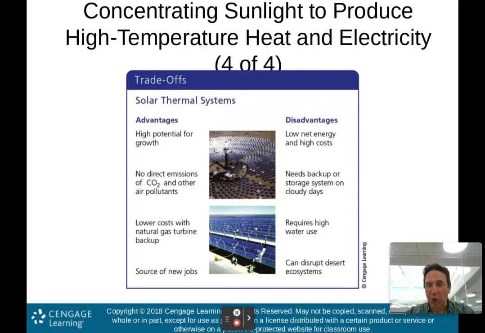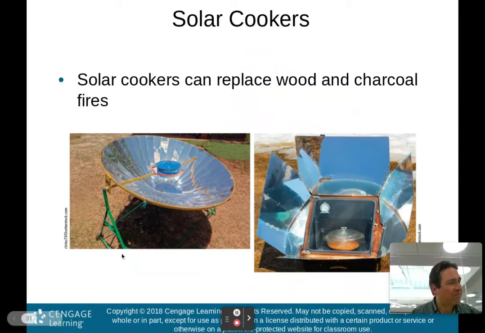Again, but if we can decrease the costs, that will increase the net energy. You still need a backup or storage system on cloudy days, and it requires a lot of water use, so that's something we need to deal with. And you can disrupt desert ecosystems, right? I mean, obviously you can see these pictures here, you're putting all this stuff in a desert that could disrupt the ecosystem a bit. So those are things we have to think about and work through as we continue to install these.